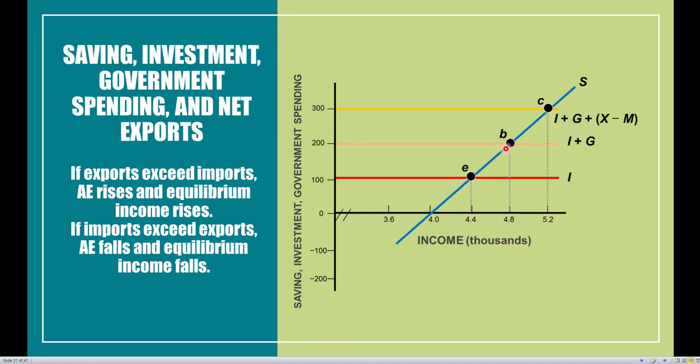So we go from point E to B to C as we add these additional variables into our aggregate expenditures model. Here, I, G, and X minus M, our net exports, all have the same exact impact in terms of being affected by the multiplier, and we can see exactly what happens with our equilibrium income. So with all of this, this tells us what the full aggregate expenditures model looks like graphically, and we know a little bit more about the mathematics behind it all.